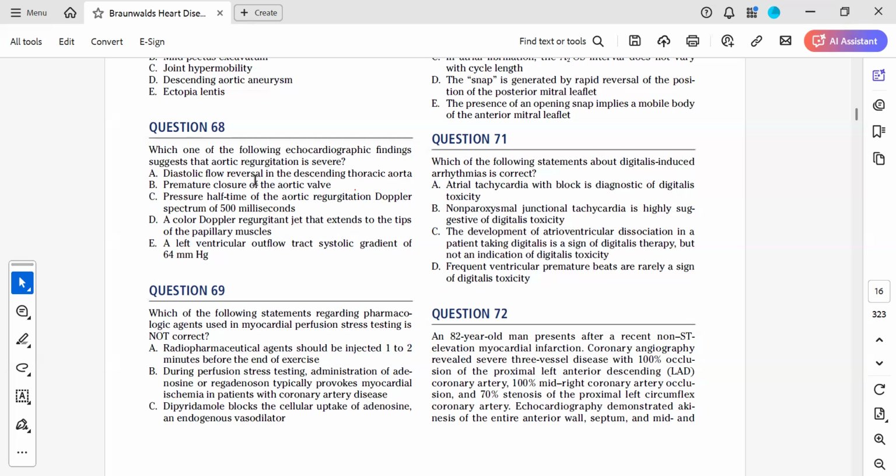And lastly, option D: frequent ventricular premature beats are rarely a sign of digitalis toxicity. As I said earlier, the most common arrhythmia reported in the literature with digitalis-induced arrhythmia is premature ventricular beats. So that's all concerning this particular question.